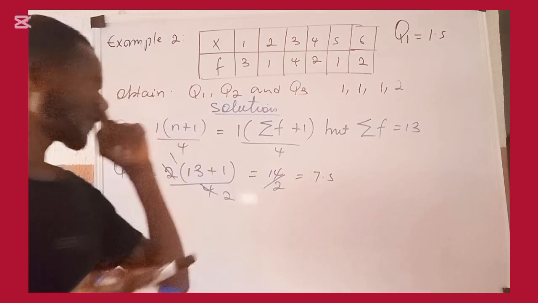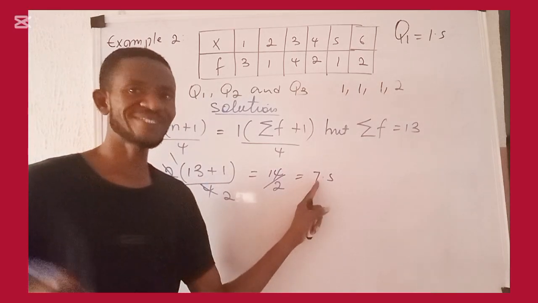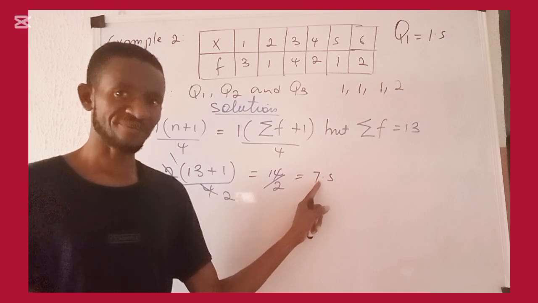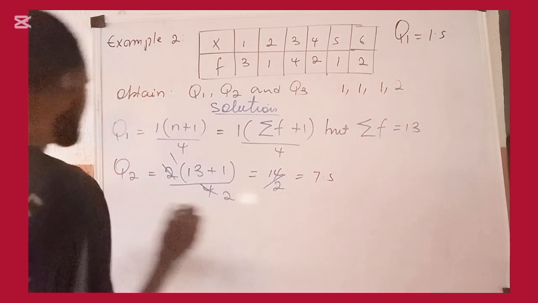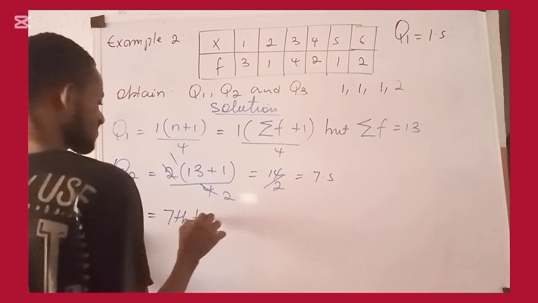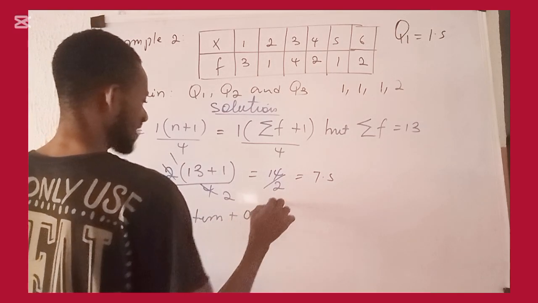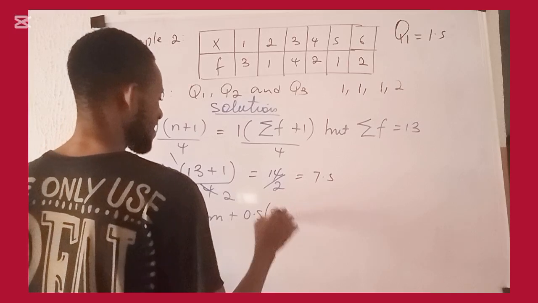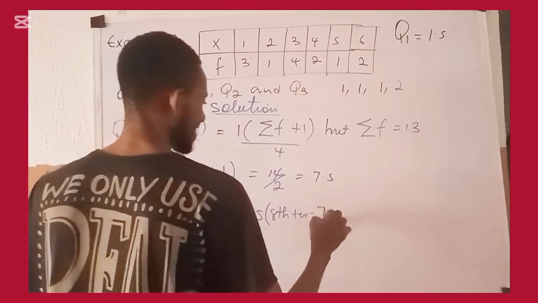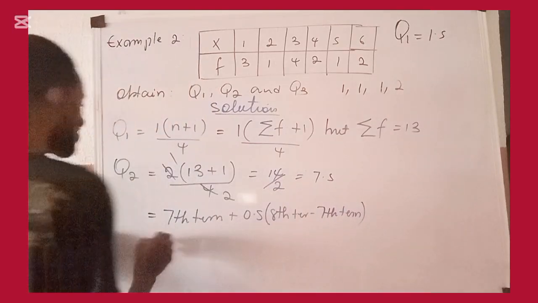And when you have this kind of thing, what you do is this: the 7 is talking about the 7th term in the data set. So you now come here and say that this thing is now equal to the 7th term plus the fraction here, which is 0.5. You open the bracket and you say 8th term minus 7th term. You close it. This equals.